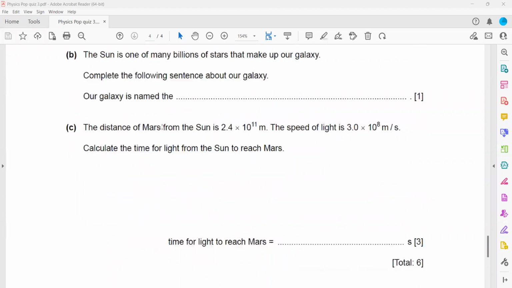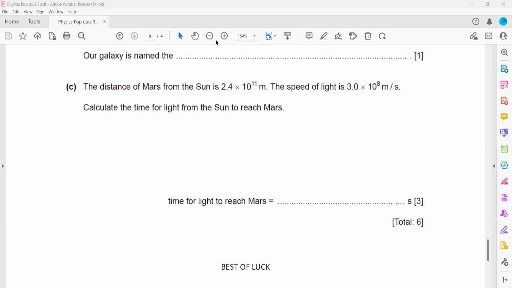Given the distance of Mars from the sun and the speed of light, calculate the time taken for light to reach Mars from the sun. If this represents the sun, and we have Mercury, Venus, Earth, and Mars, the distance from Mars to the sun is given as 2.4 times 10 to the power 11. The speed of light is 300 million meters per second, or 3 times 10 to the power 8 meters per second. We want to calculate the time. So how do we calculate time?